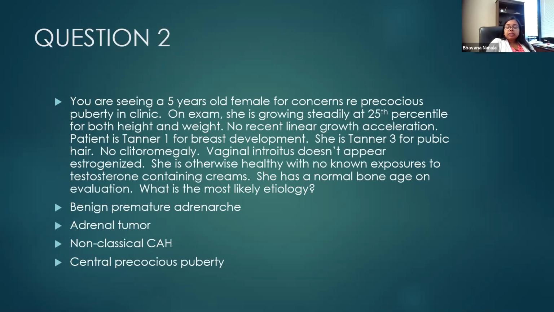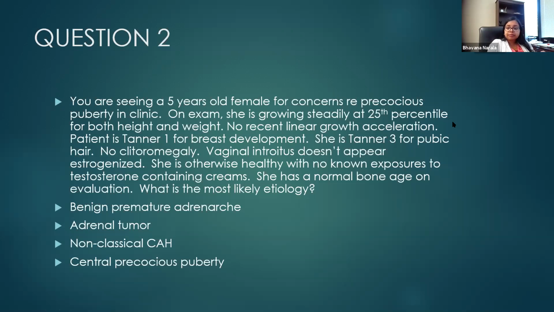Okay, so let's switch gears a little bit. What about the other end of the spectrum? You're seeing a 5-year-old female in clinic for concerns regarding precocious puberty. On exam, she is growing steadily at the 25th percentile for both height and weight, with no recent linear growth acceleration. She is Tanner 1 for breast development and Tanner 3 for pubic hair. No clitomegaly. Vaginal introitus does not appear estrogenized. She's otherwise healthy with no known exposure to testosterone-containing creams, and she has a normal bone age on evaluation. What is the most likely etiology?